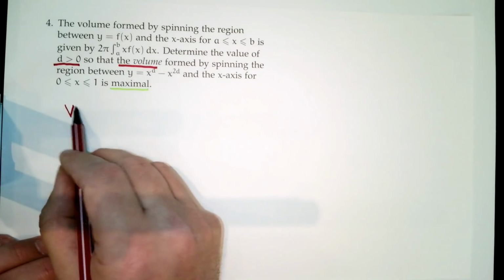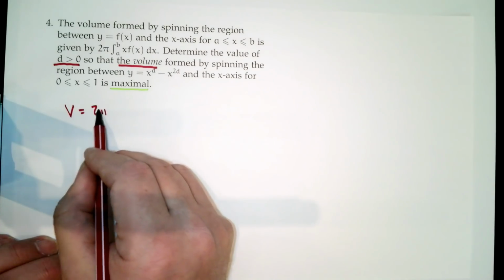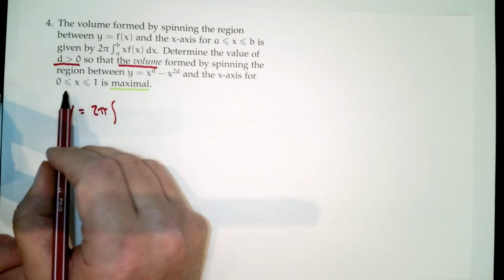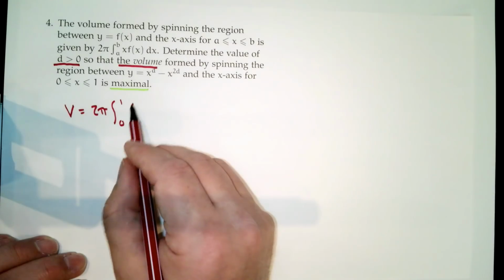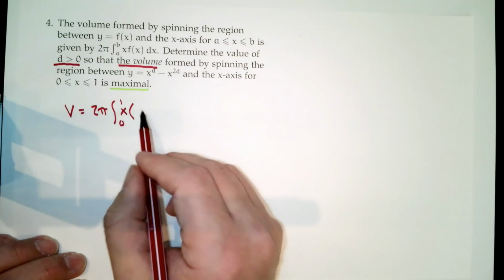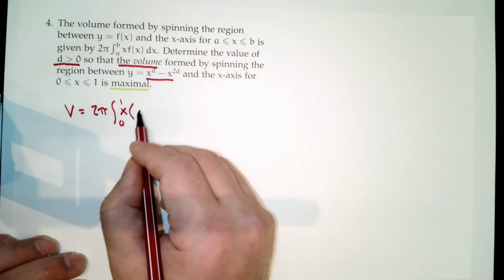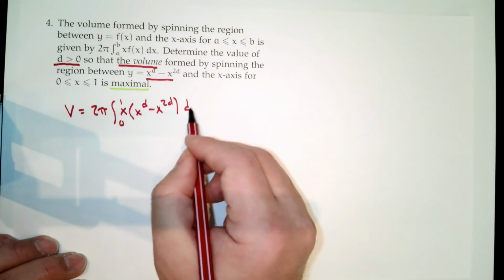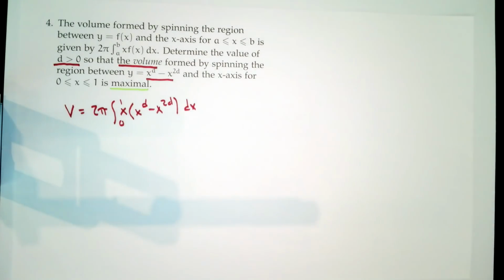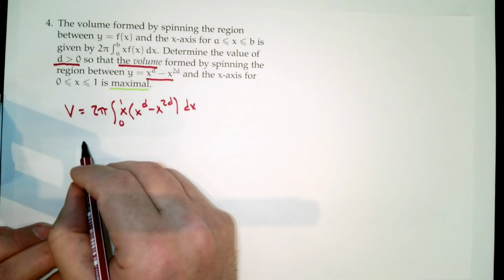So the volume, according to the formula, 2 pi integral, and here a and b are 0 and 1. And then I have x, and my f of x, that's this equation, x to the d minus x to 2d. And now, all of a sudden, we're like, wait a second, you said this was an optimization problem. When did it become an integration problem? See, isn't this fun? This is how we can tie things together. Math is fun like this. Okay, well, let's just carry this out.